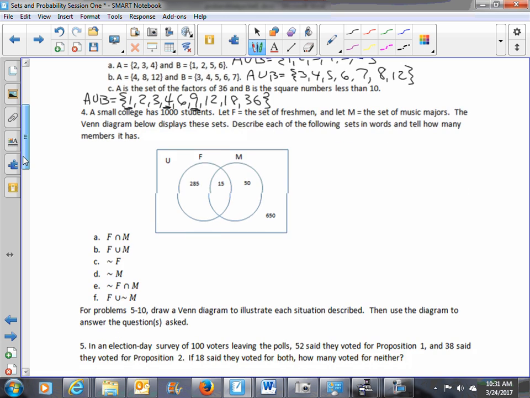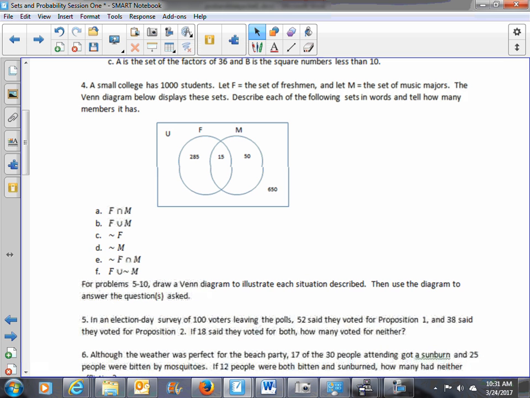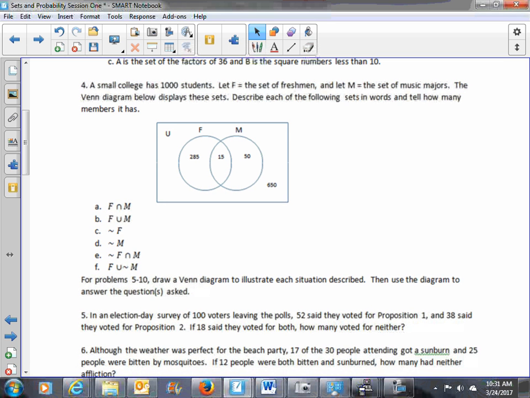All right. Number 4. A small college has 1,000 students. F is the set of freshmen. M is the set of music majors. The Venn diagram below displays these sets. Describe the following sets in words and tell how many members it has.